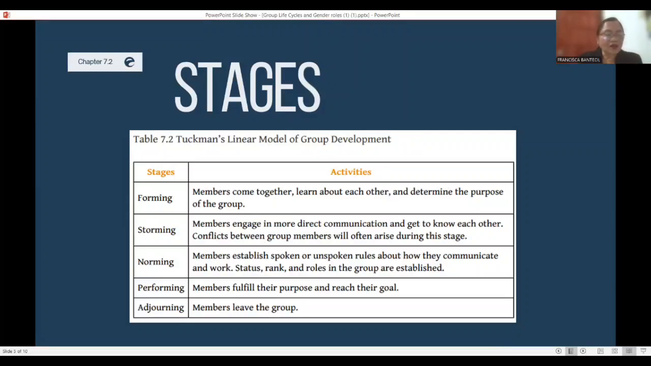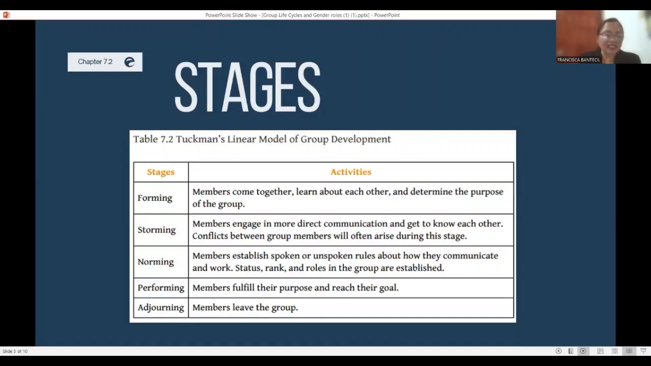Stage number 1, forming stage. The activities in this stage: group members meet and get to know each other. Roles and goals are unclear. Of course, they don't know each other yet, so they have to be polite and courteous. They are still getting to know each other.